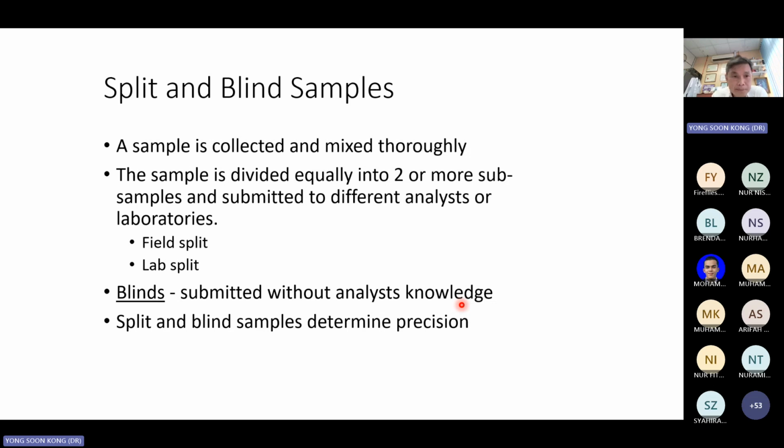Split and blind. Now, when do you split? You have field split, you have lab split. So splitting these samples ni is usually applicable when you want to spike it. Okay, before I continue, I nak tanya lah, among all of you, how many of you know spike sampling? Why we do spike sampling, and what do we expect from the spike sampling?